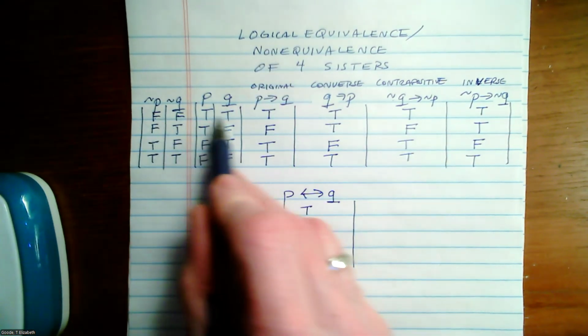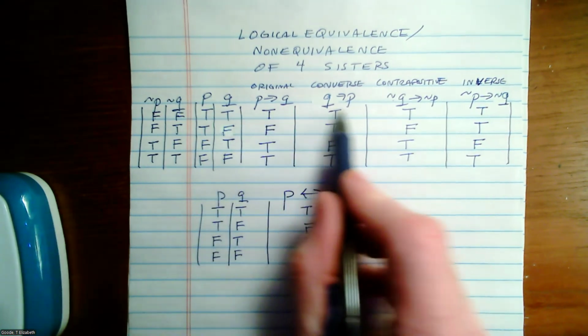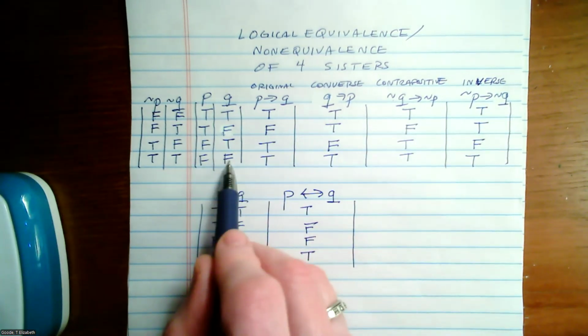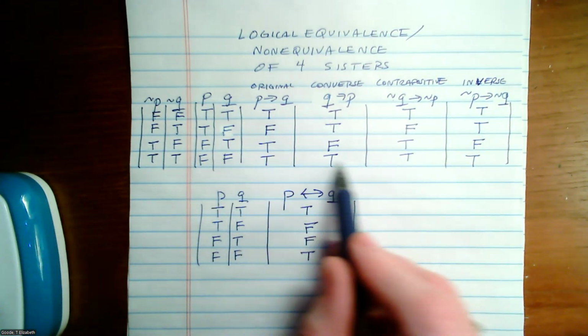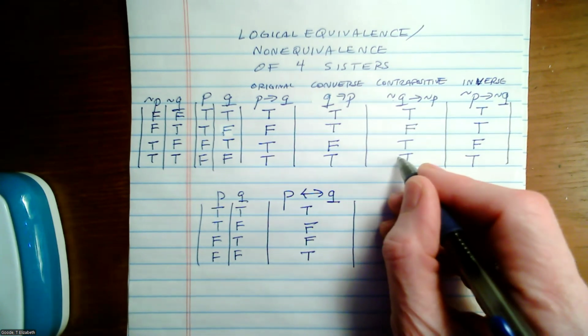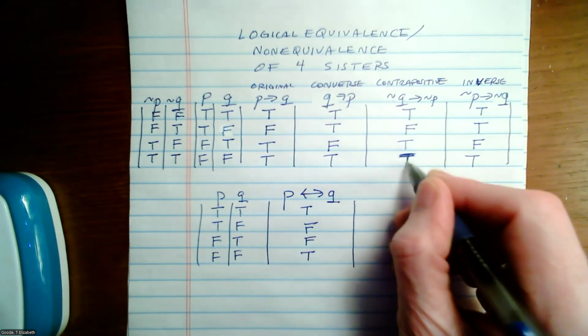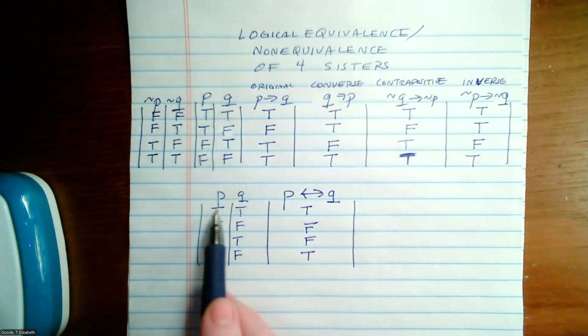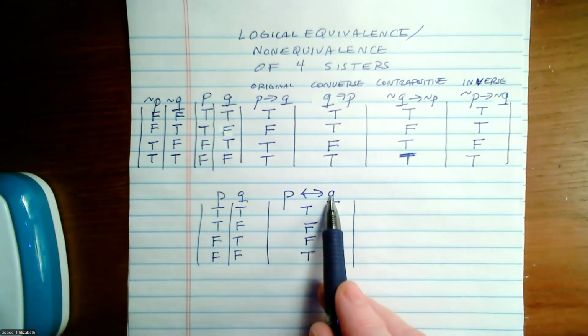That happens in row 1, they're both true, everything is true. Or in row 4, when they're both false, but still all the 4 sisters have the same truth value. That's because when P and Q are both true, P if and only if Q is actually true.